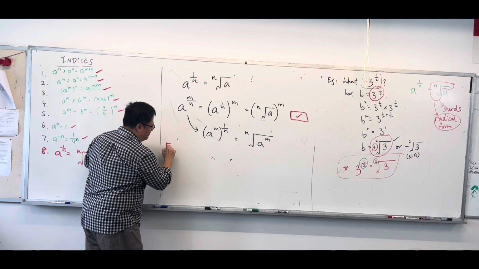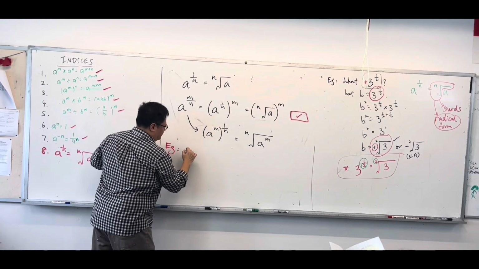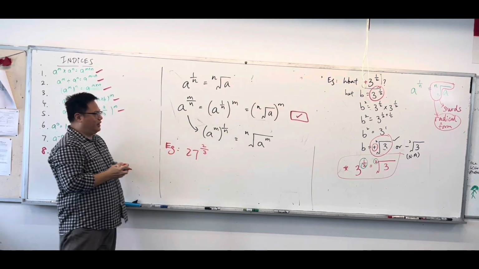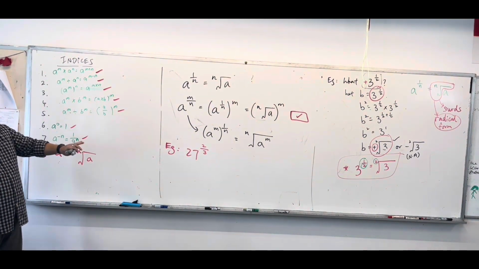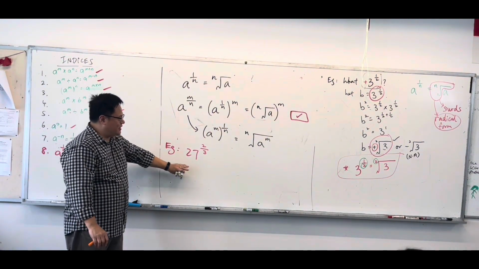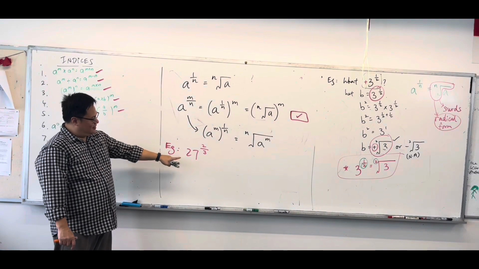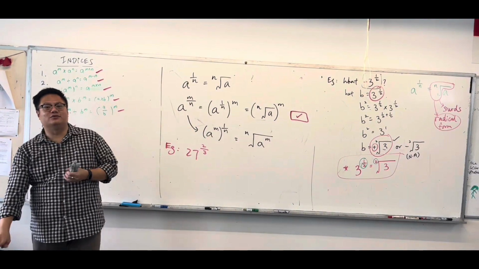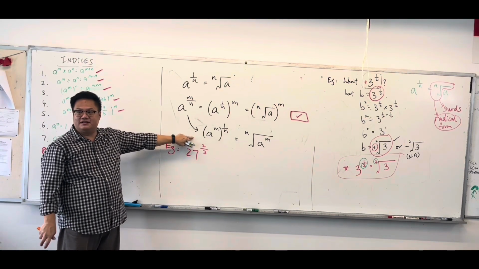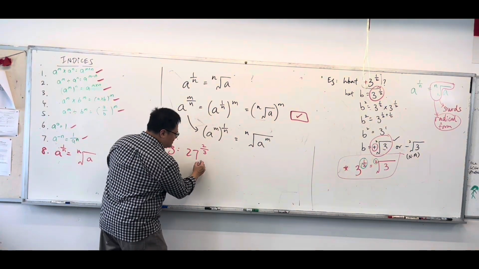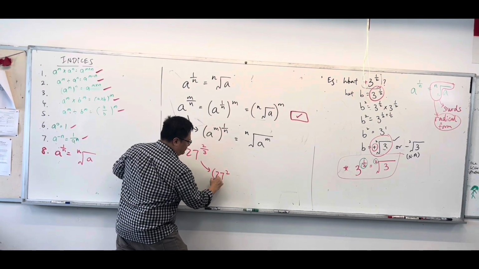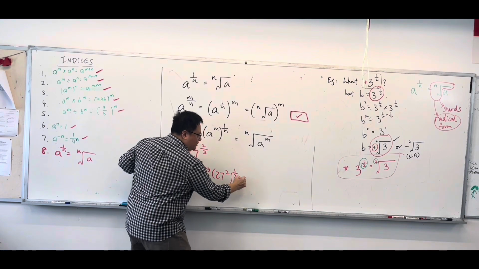Okay, I give you an example of how to apply this law. Let's take a look. One last example and I'm done. Next lesson, I give you a chance to show all nine laws. 27 to the power of 2/3, what is this equal to? Let's try the second version first, is that okay? Second version says this is 27 to the power of 2, right? Then raise to the power 1/3. Yes or no?